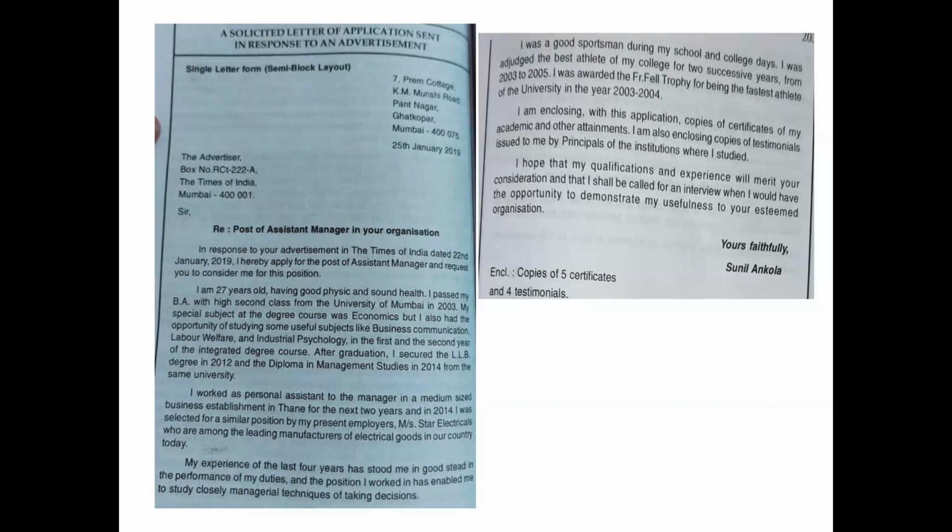So when do we write solicited letter? Yes, correct. When there is an advertisement in the newspaper, you reply to that advertisement, you apply. This is solicited letter of application. Unsolicited, there is no advertisement. Through indirect source, you come to know about that, and then you write application letter. So that is unsolicited.